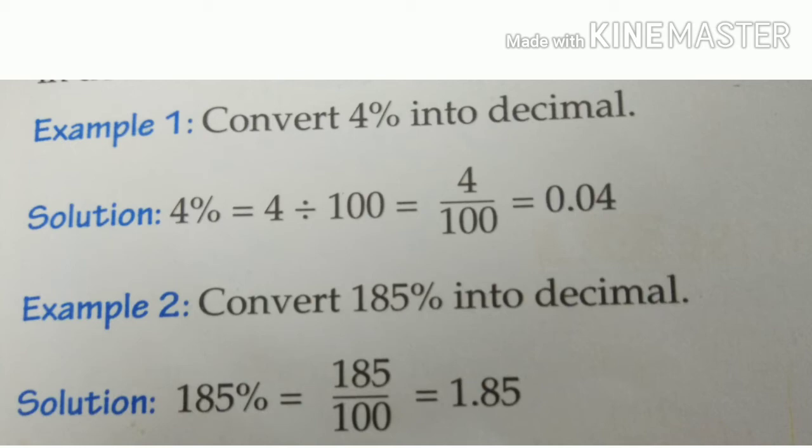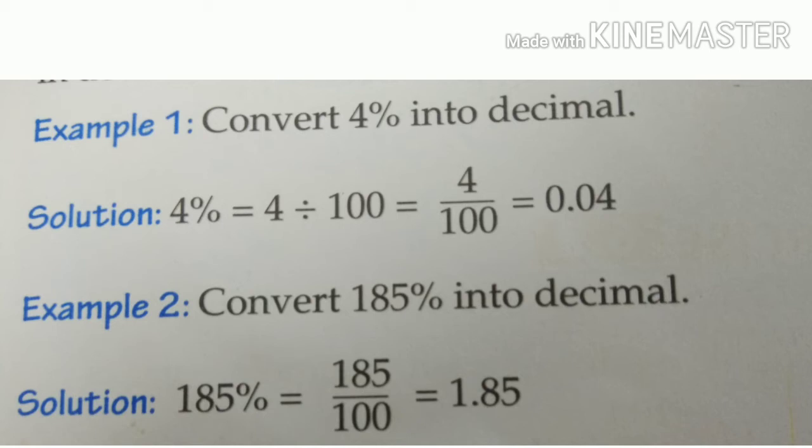Now 2 zeros are in denominator. So after 2 digits we will put decimal point. So its answer will be 0.04. Now look at question number 2.